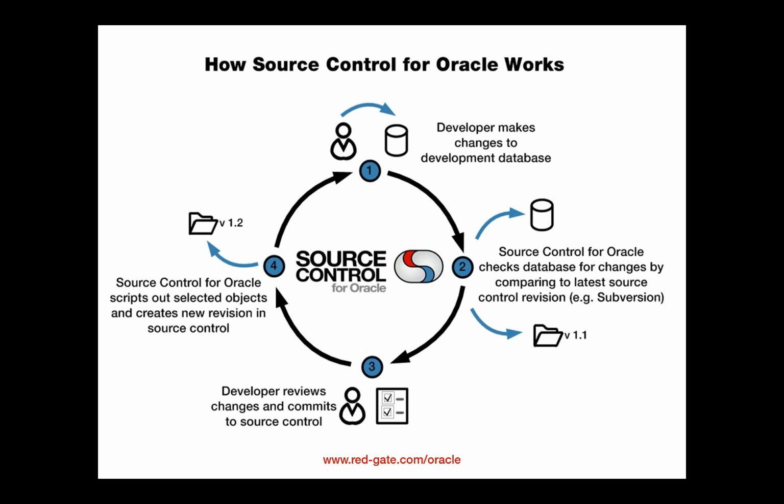Developers can then review changes, they can get the latest updates, and they can check changes into Source Control. Source Control for Oracle, behind the scenes, is scripting out these objects and creating new revisions for you in Source Control.